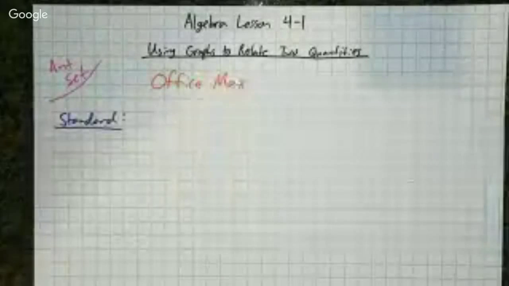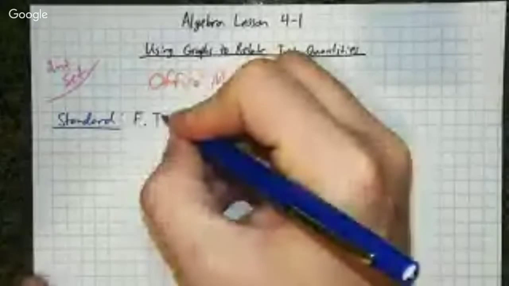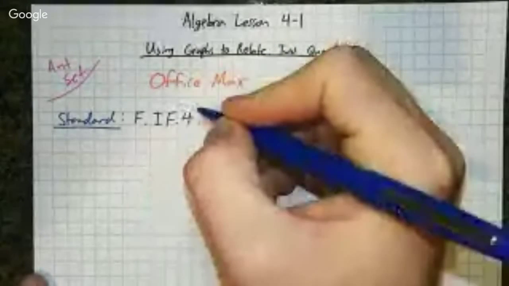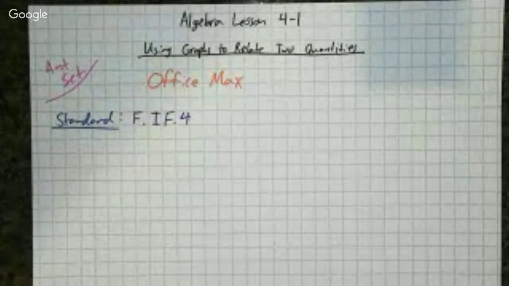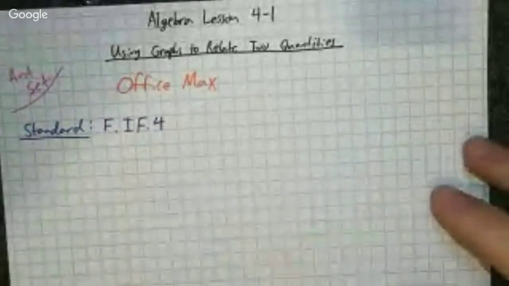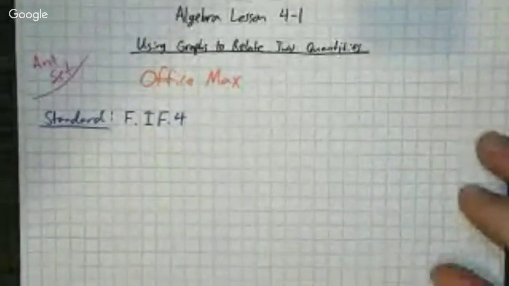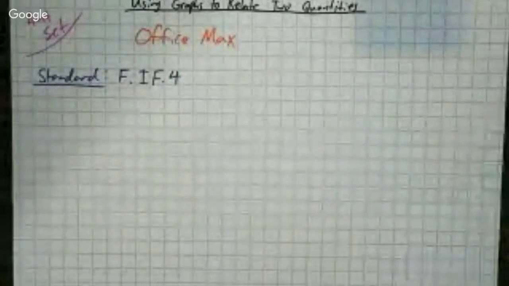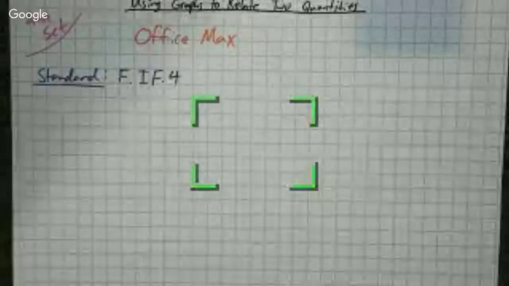Okay, so our standard for today is F.IF.4. And it is different. We've never done this one before because now we're getting into a different topic, functions. So this is standard F, which is in the group of functions. IF stands for Intro to Functions. 4 is the fourth standard in that. Now it's a little bit lengthy, but we are going to write it down. So go ahead and follow along with me as I write this down.